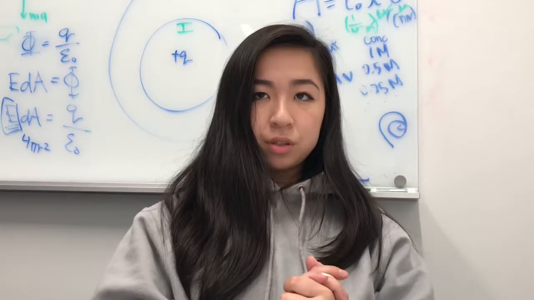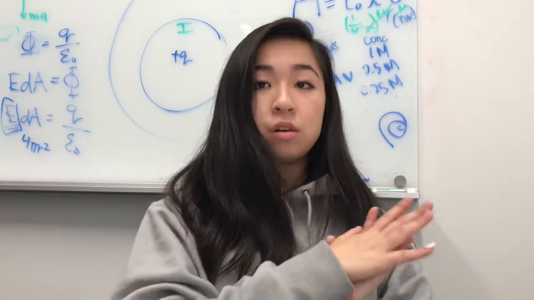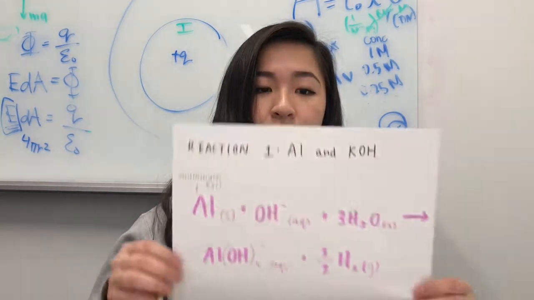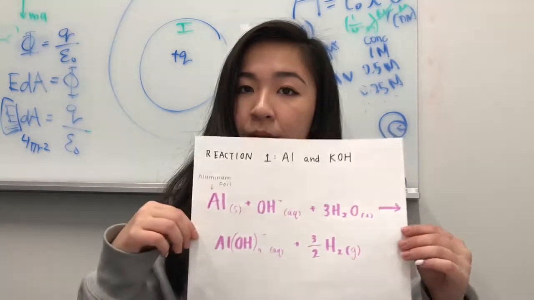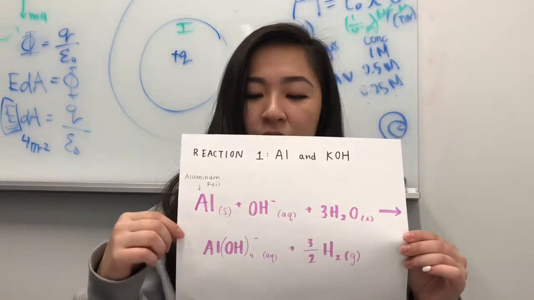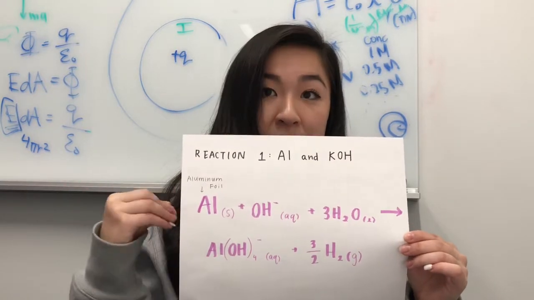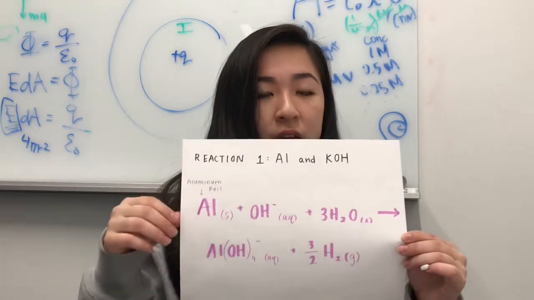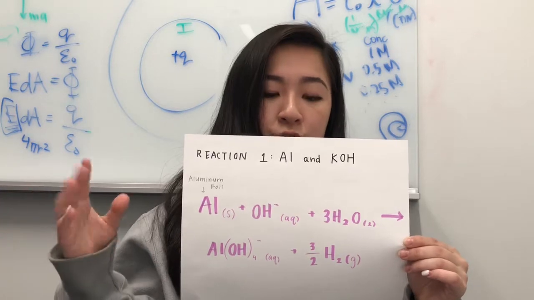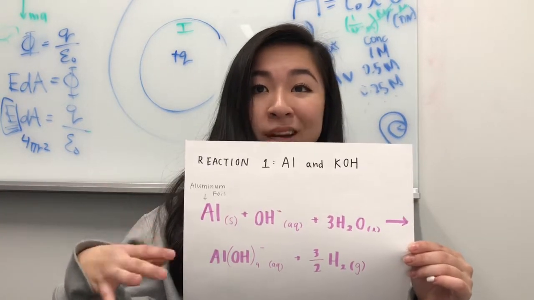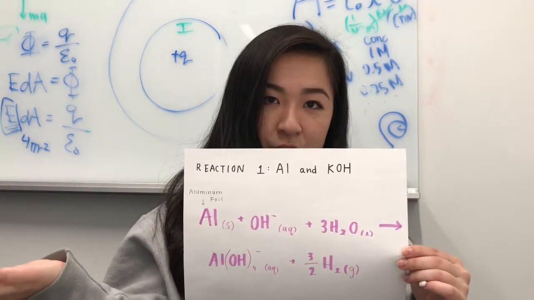Now we're going to move on to the chemistry of the crystallization that is currently happening. The alum crystals originated from solid aluminum foil. In the first reaction, we have aluminum and the KOH base, and they both reacted to form two products. Because KOH is a base, it can dissolve the solid aluminum to form Al(OH)4- ions, which we'll see in the next reaction.